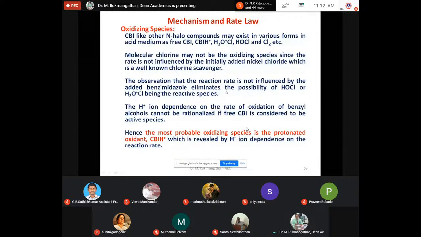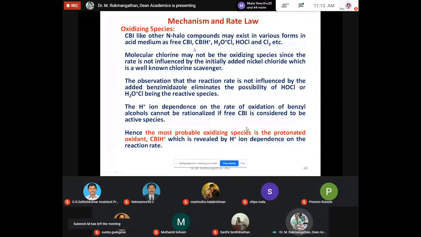The second one is benzimidazole, the parent compound of the oxidant. When it is added to the reaction mixture and the kinetic run is carried out, the reaction rate is not retarded. If the reaction rate is retarded, it means there is a pre-equilibrium step as the first step in the reaction mechanism, between CBI and BI. Please remember this. But in our case, the addition of benzimidazole does not influence the reaction rate. So the possibility of H2OCl+ and HOCl has been ruled out.